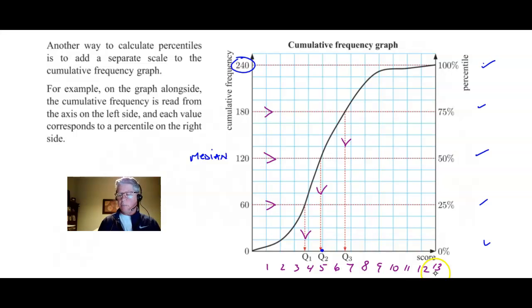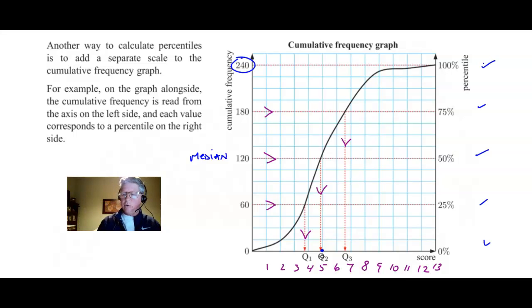So let's say the top score was 13, the median score would be 5. In English, that means that 120 people scored a 5 or less, whether it contains the number 5 or not, and 120 people scored higher than that. All right. Hopefully that helps.